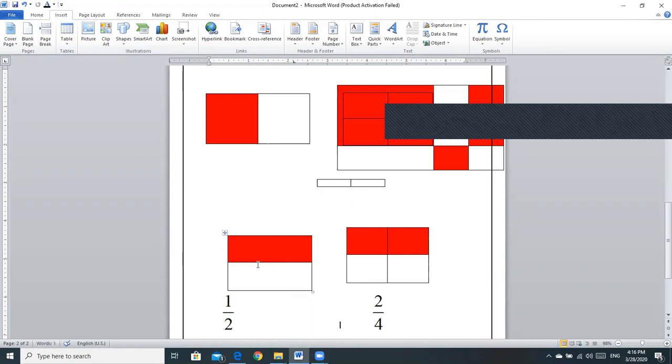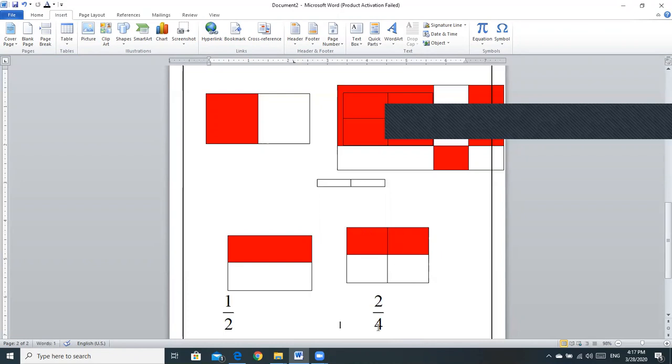Yes, because this is half and also this is half. So when I color 1 from 2, it's the same like I colored 2 from 4. Both of them are half. So I want you to know that half is the same like 2 over 4. Because 2 over 4 means what? I take 2 from the 4.